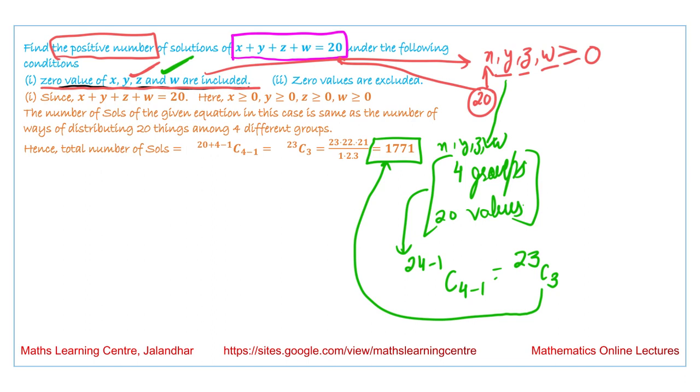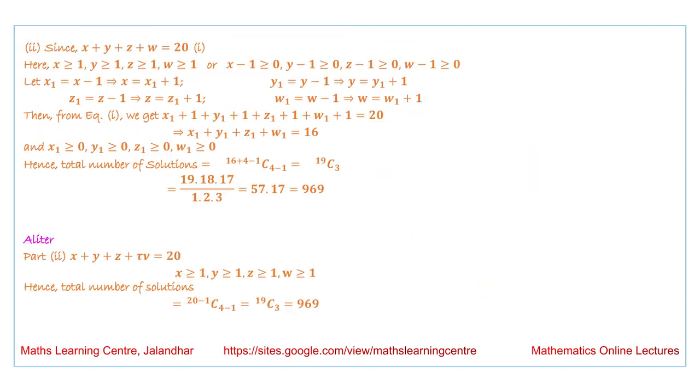The second case we are talking about is when 0 values are excluded. Now again look at this equation: x plus y plus z plus w is equal to 20.